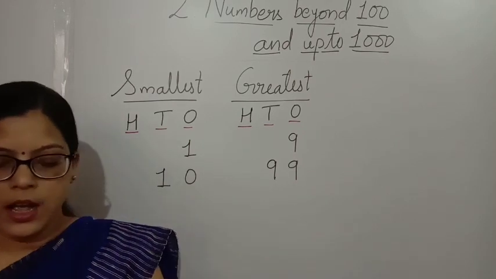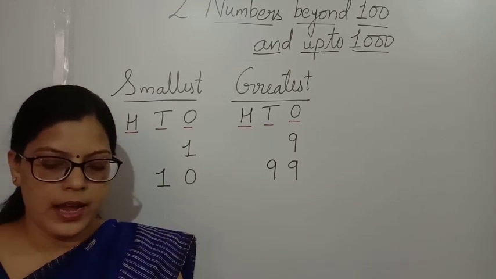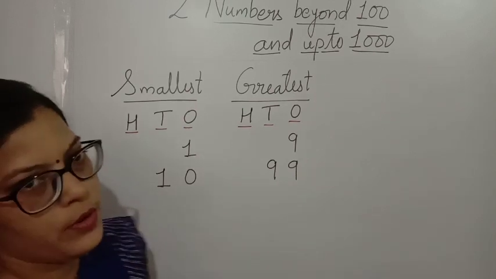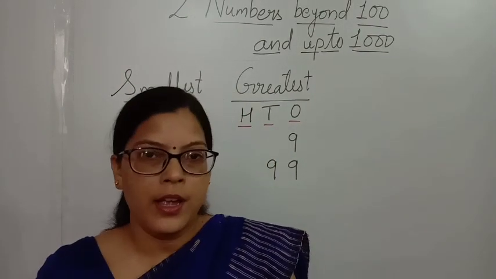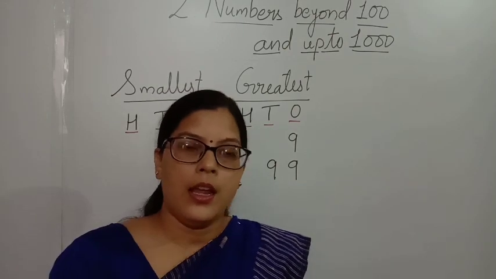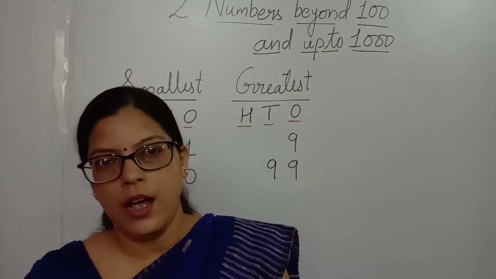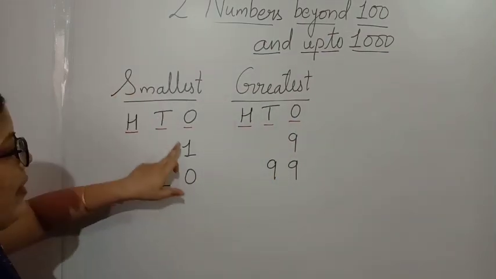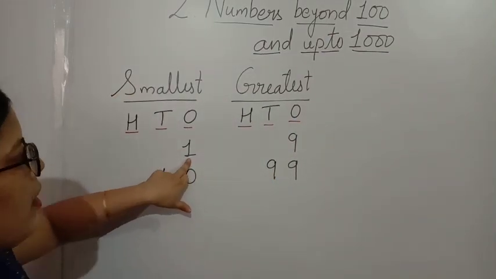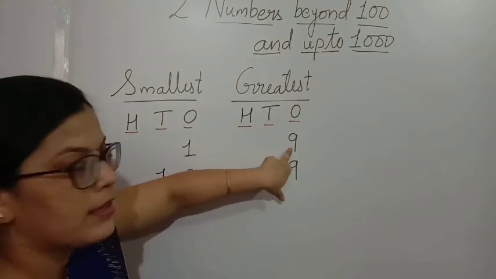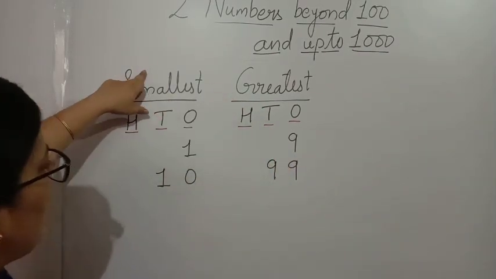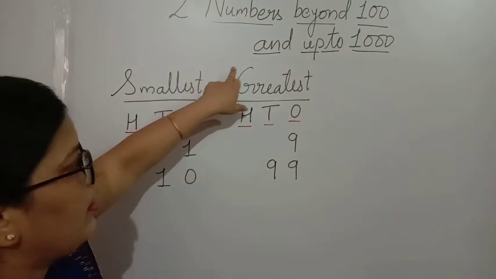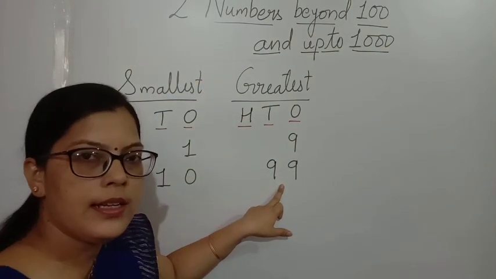Till now you have learned 1 digit and 2 digit numbers. Numbers from 1 to 9 are 1 digit numbers, and numbers from 10 to 99 are 2 digit numbers. Now you also know that the smallest 1 digit number is 1, the greatest 1 digit number is 9, the smallest 2 digit number is 10, and the greatest 2 digit number is 99.